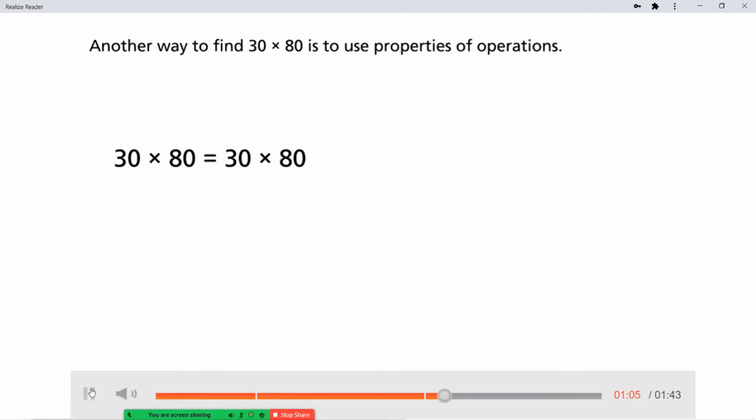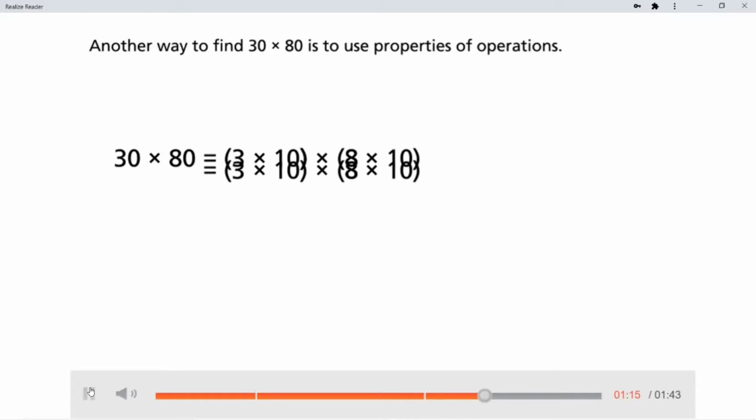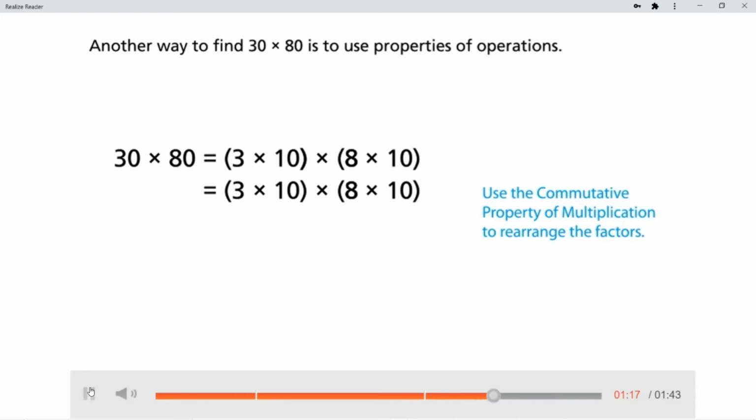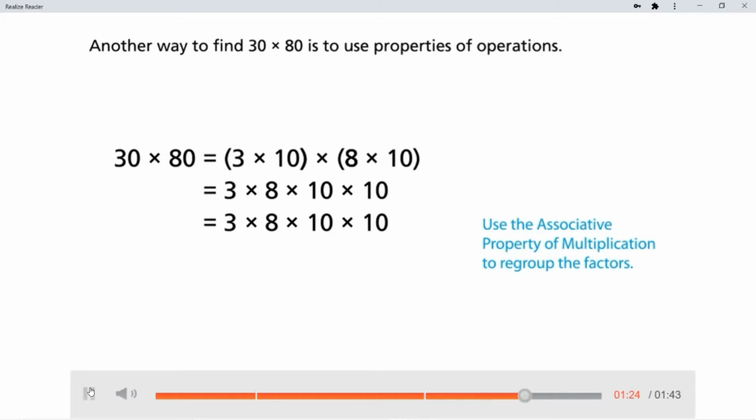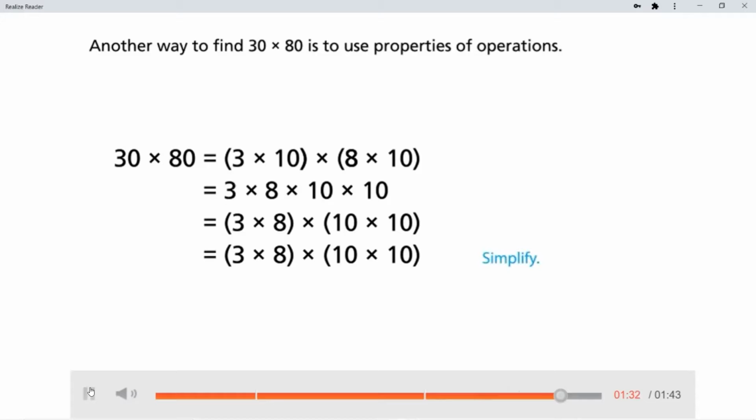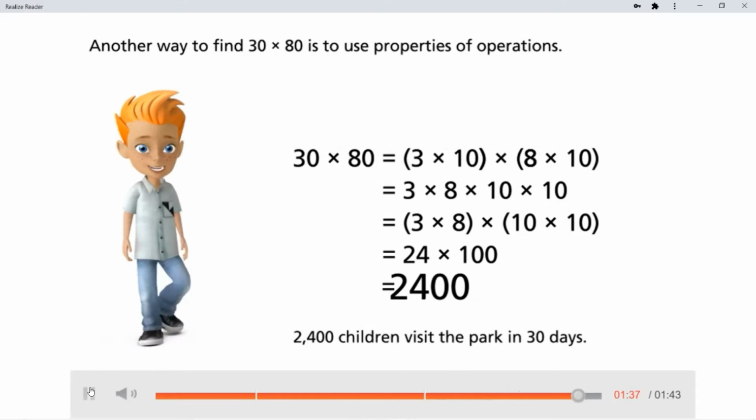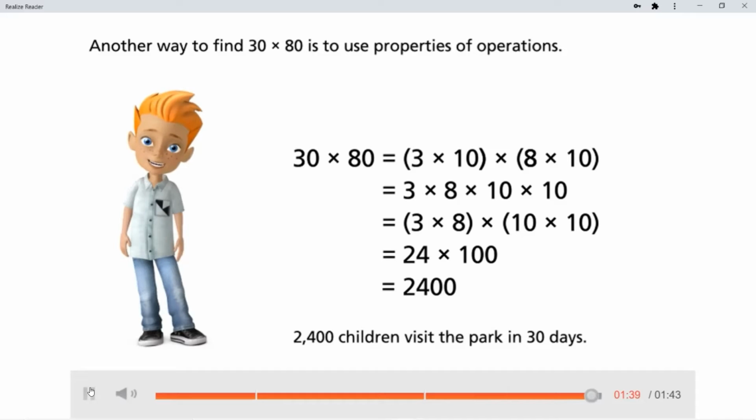Another way to find 30 times 80 is to use properties of operations. Break 30 into 3 times 10 and break 80 into 8 times 10. Use the commutative property of multiplication to rearrange the factors. Use the associative property of multiplication to regroup the factors. Simplify. 2,400 children visit the park in 30 days.